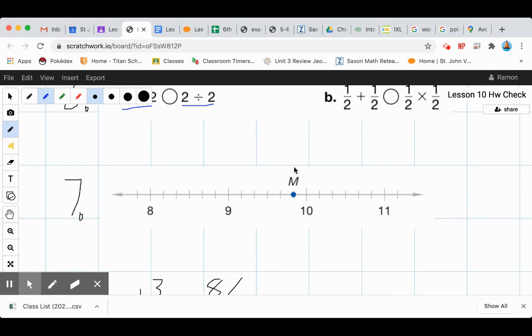For 7, we're being asked to identify the mixed number that M represents on this number line. So we see that it is between 9 and 10, so we know that the whole number is going to be 9. Now for the fraction, we have to count how many spaces are in between to get to the next number. So that's 1, 2, 3, 4, 5, 6. And then the numerator will be how many spaces it takes you to get to the point M there.